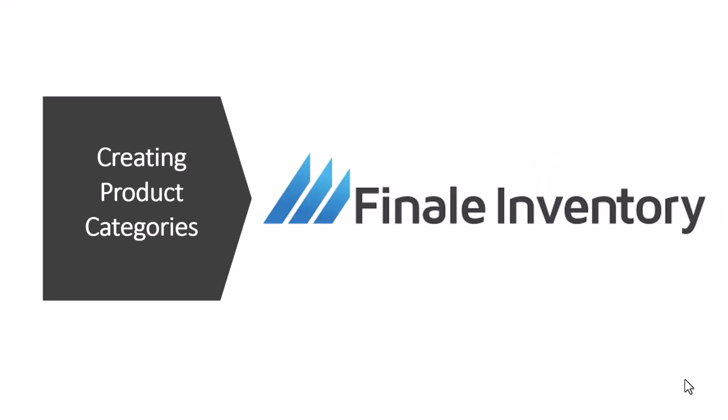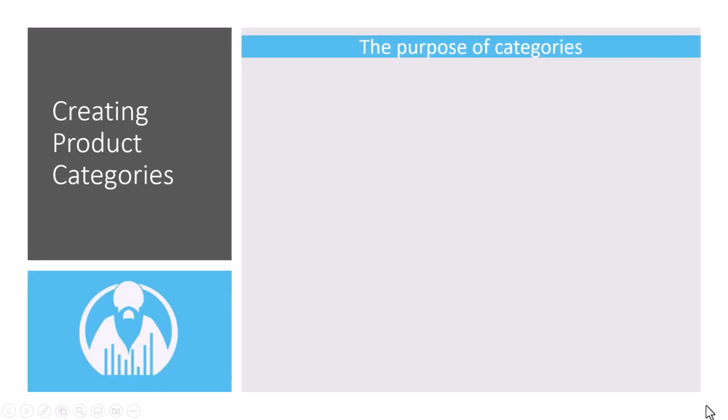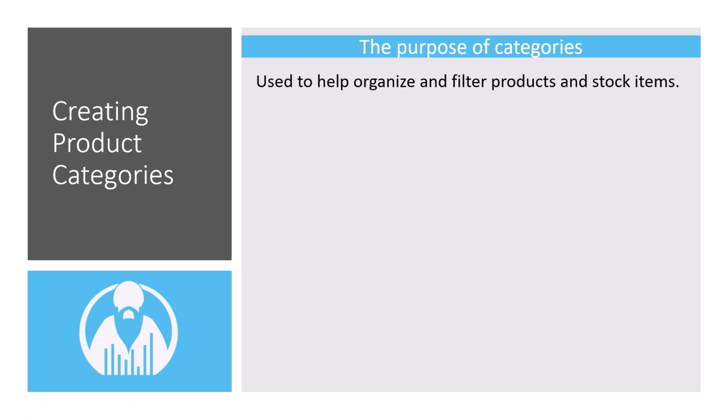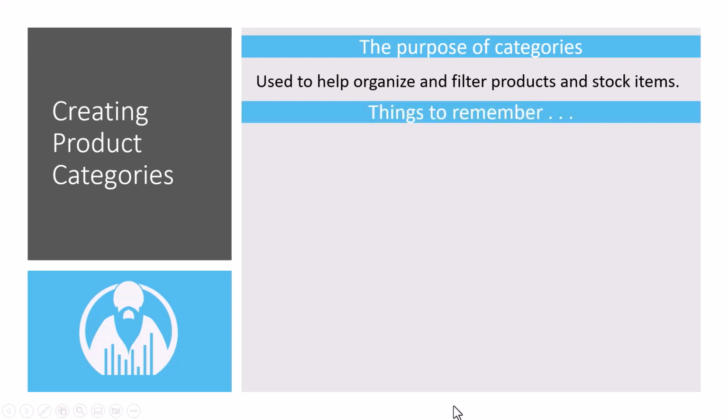In this video, we will be creating product categories in the Finale inventory management system. Before we start creating product categories, let's look at the purpose of categories. It's used to help organize and filter products and stock items, not only on the Finale screen, but in the reports. And there's some things we need to remember.